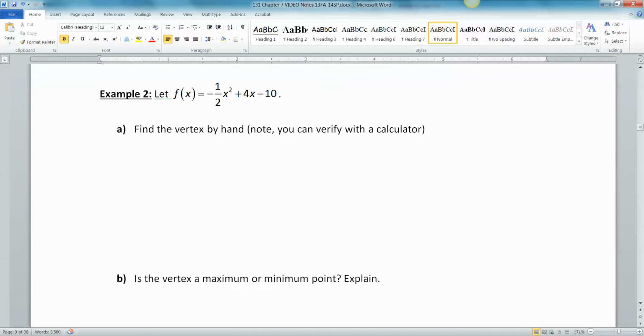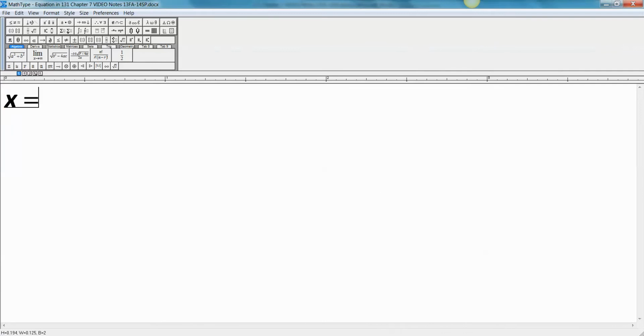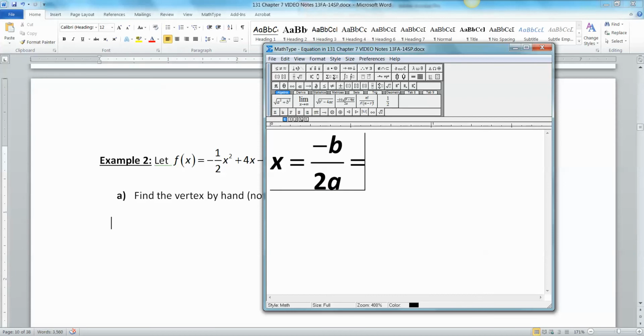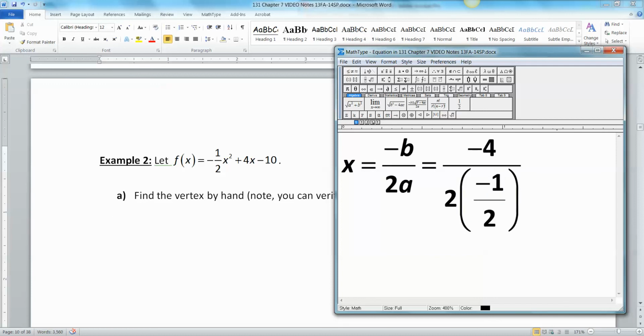All right. So there's that. Now we're going to do it again. So we're going to have to find the vertex by hand of this function. So x equals -b over 2a. Okay. So b in our case was 4. So this is -4 over 2 times -1/2, right? There was -1/2 as your a. And the negative doesn't really matter if you want to put it in front or up on top. I think it's easier to read when it's up on top.